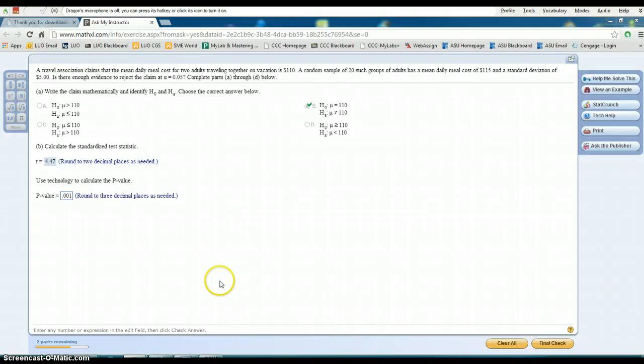All right, we're going to use StatCrunch to go ahead and complete this particular problem. The problem states a travel association claims that the mean daily meal cost for two adults traveling together on vacation is $110. A random sample of 20 such groups of adults has a mean daily meal cost of $115 and a standard deviation of $5. Is there enough evidence to reject the claim at alpha equals 0.05? Complete parts A through D below.